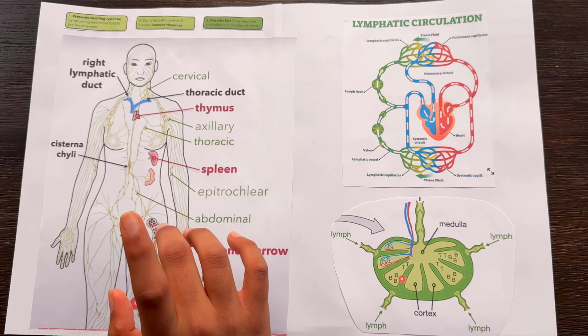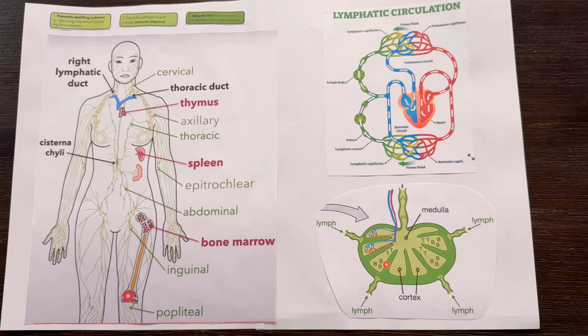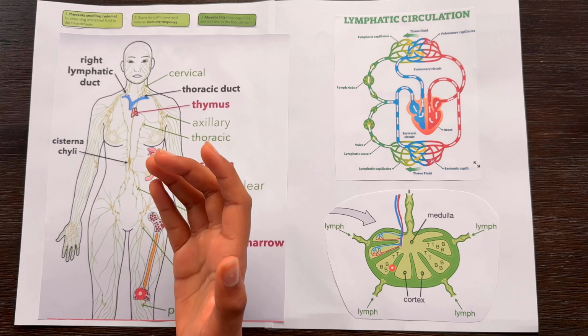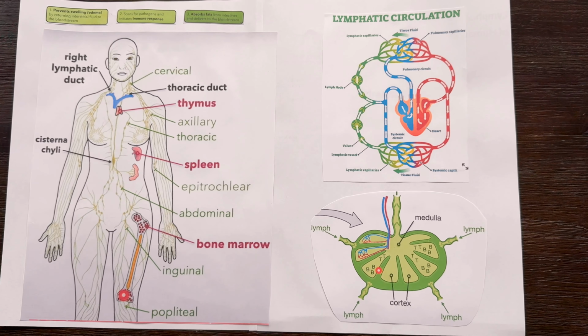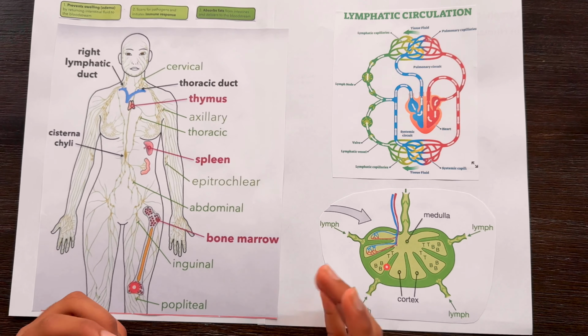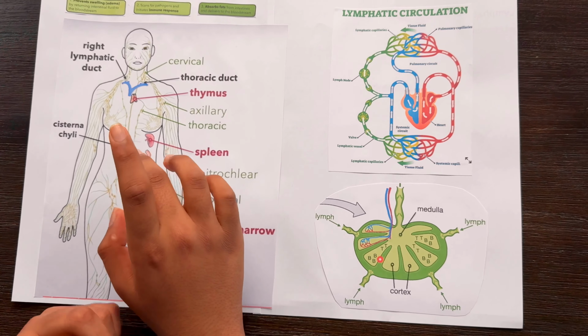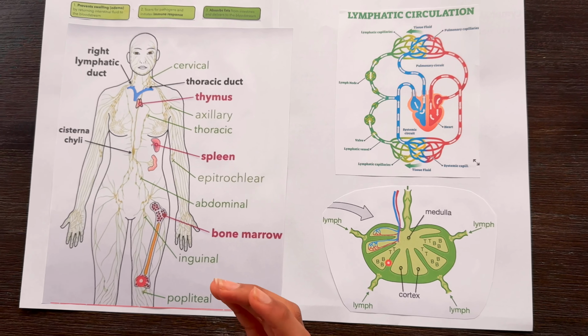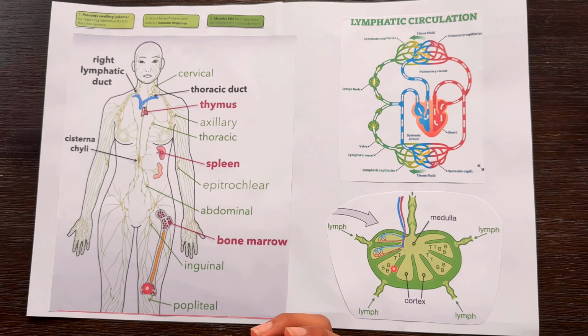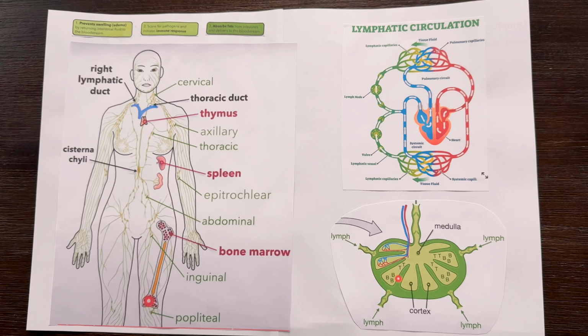Then the spleen is also where a lot of the cells mature. However, the spleen mainly helps in filtering all of the old red blood cells, as well as helping in defense mechanisms like defense against pathogens and other kinds of external threats.